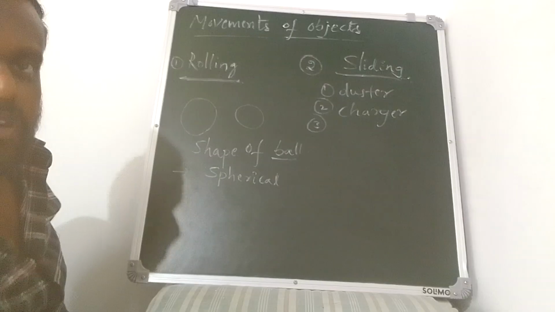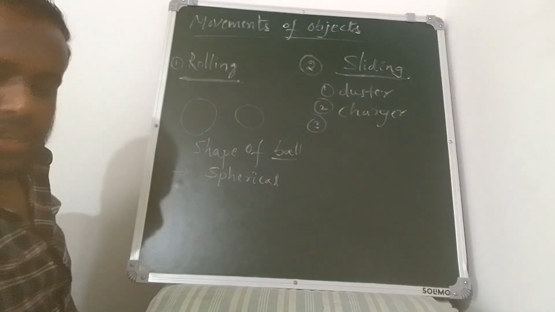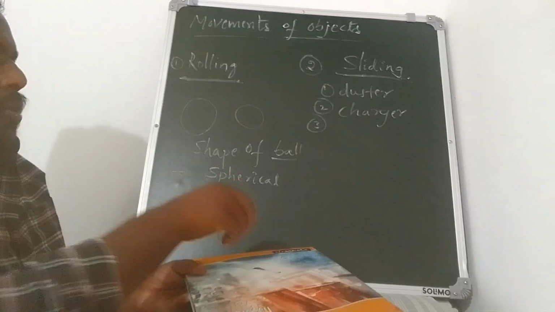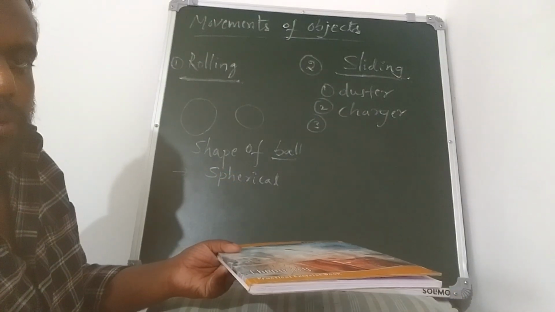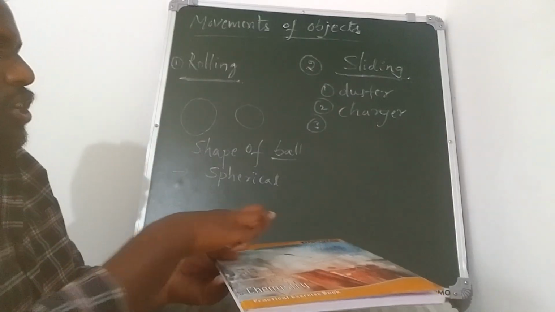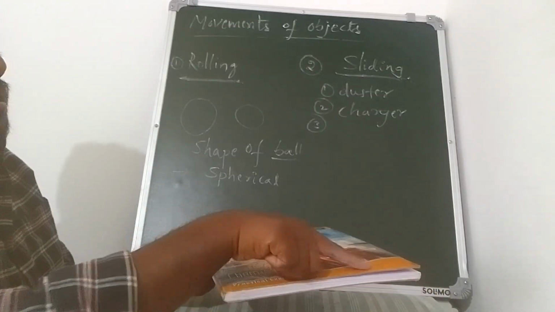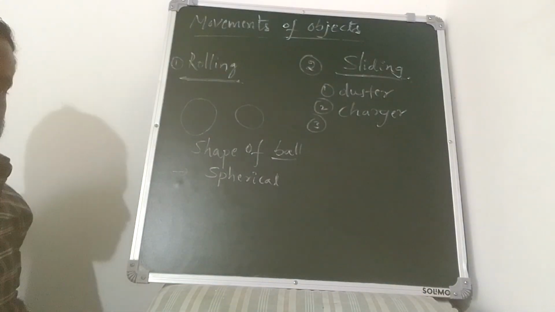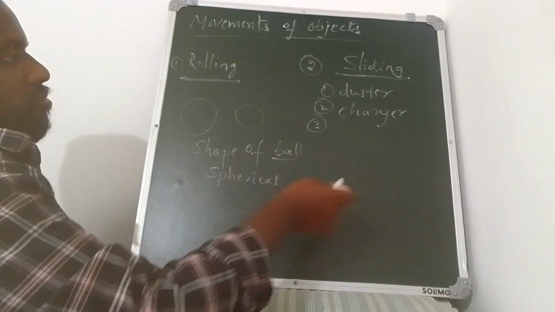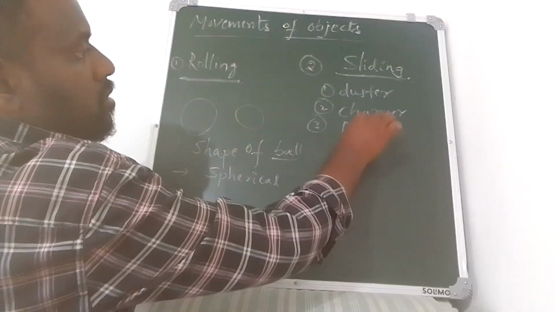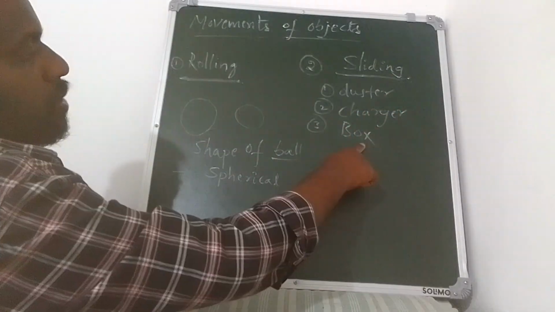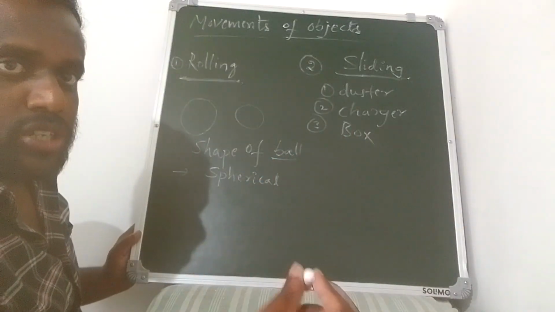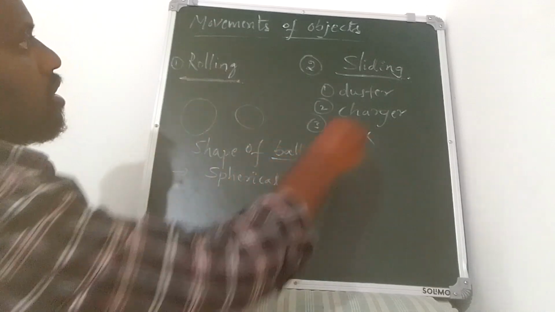Next, a box. You take some box, a tiffin box, a geometry box, whatever box, put it here and just move it like this. That movement is sliding. I have shown how the sliding will be. So got it, right? Box. So these are the objects. When they move, I've shown how the charger and duster move. So that movement is called sliding.